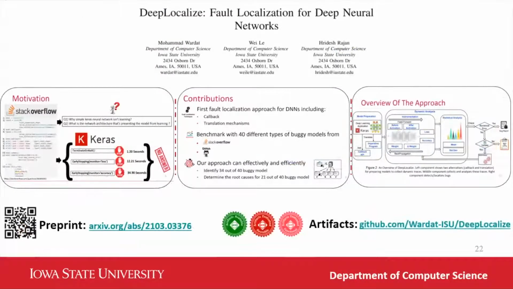In conclusion, we proposed an automated approach powered by dynamic and statistical analysis to identify the buggy model and the root causes of the DNN error. More description can be found in our paper.